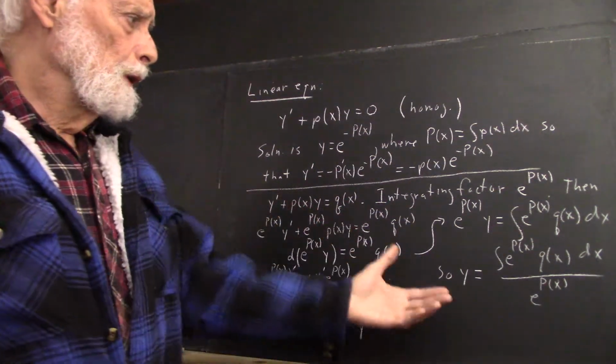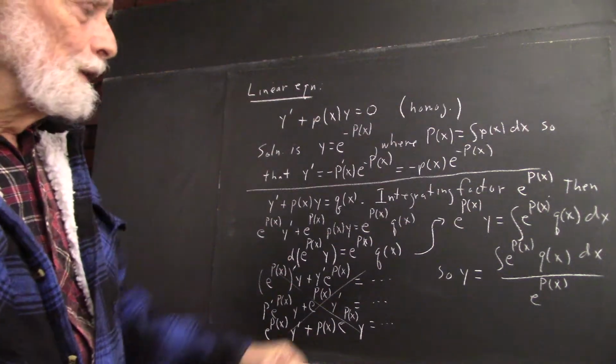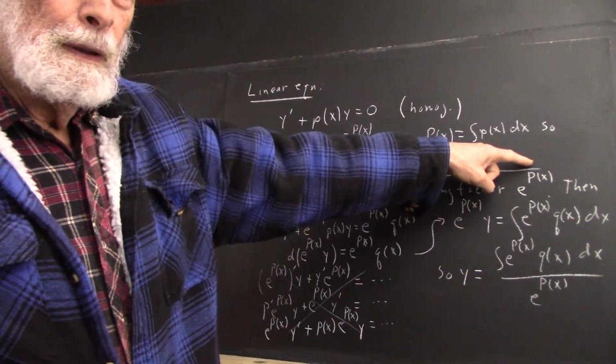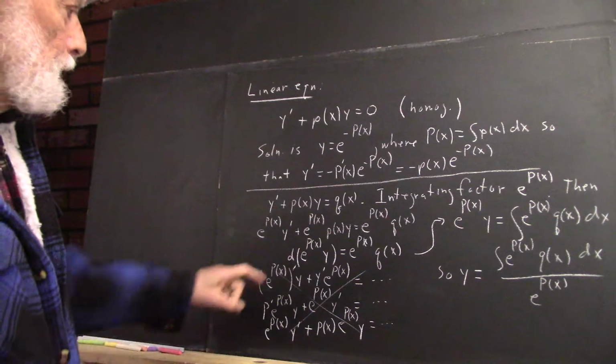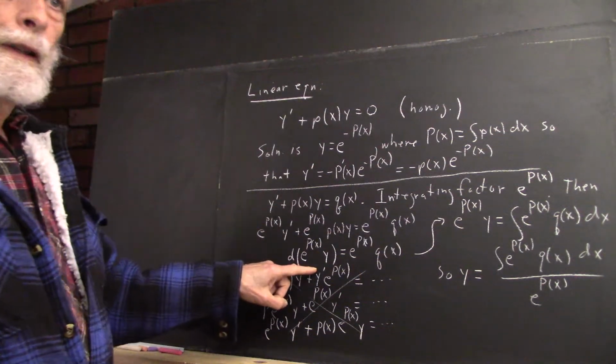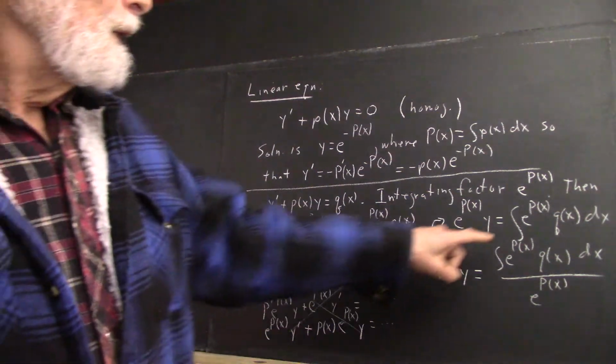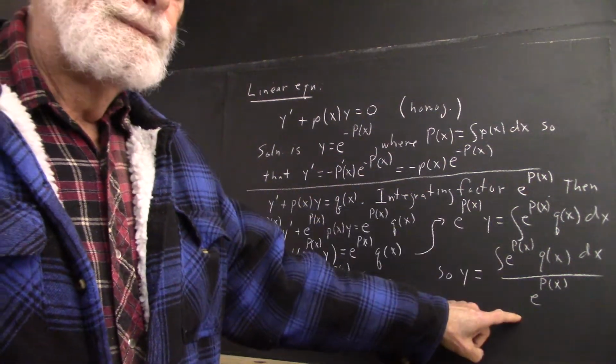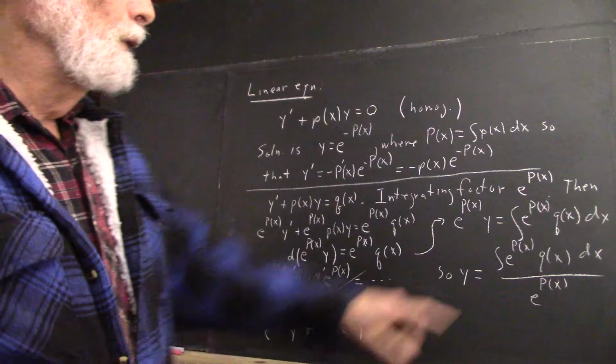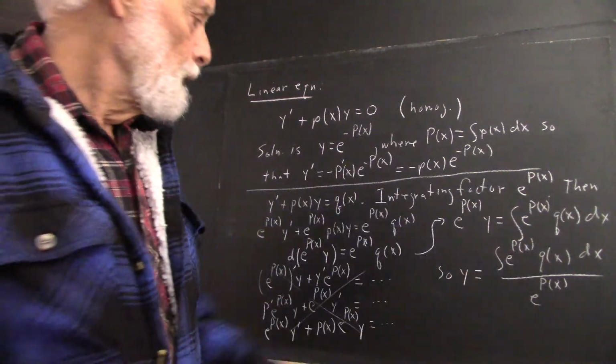So this is what you want to remember. Just that you're going to multiply by e to the capital P of x, and that's going to change the left-hand side into a differential. So you can integrate both sides and get your solution. Don't forget your integration constant.